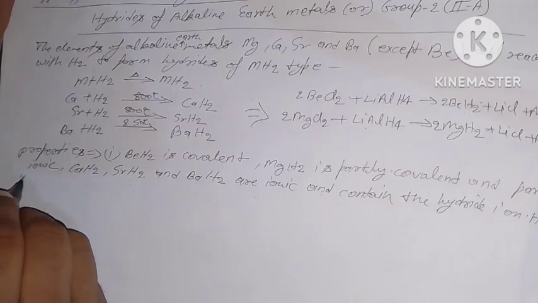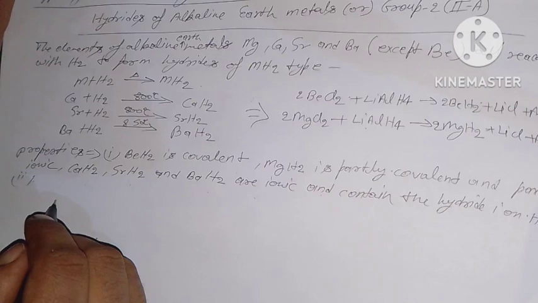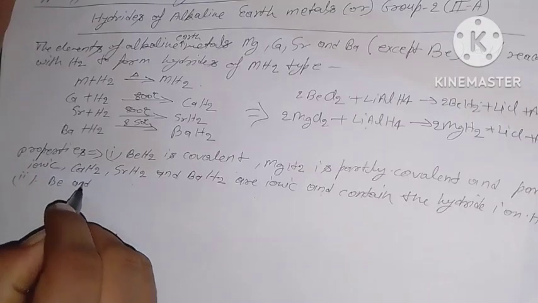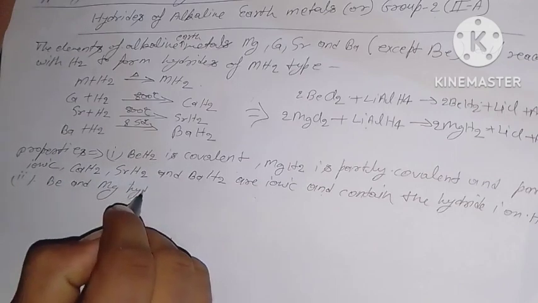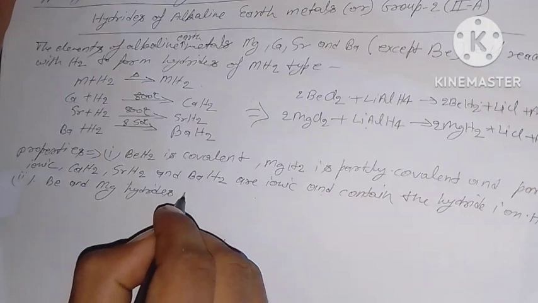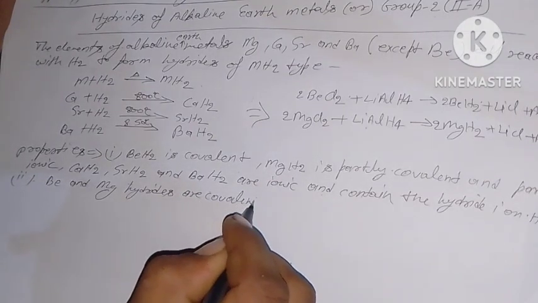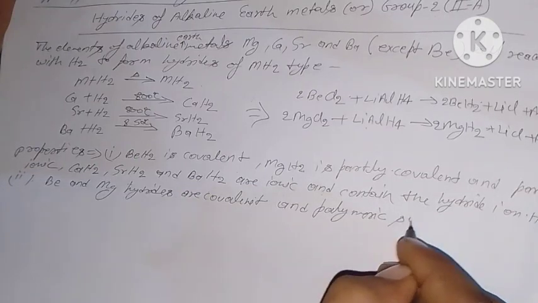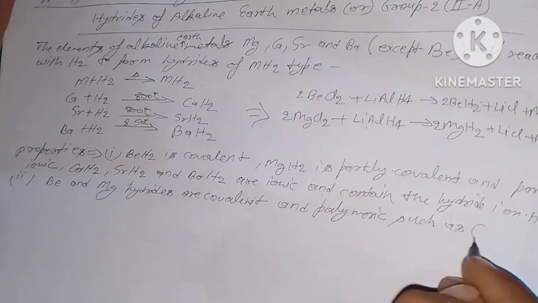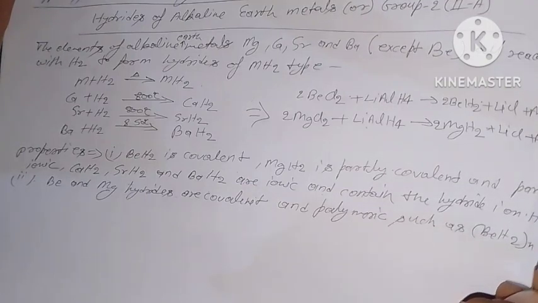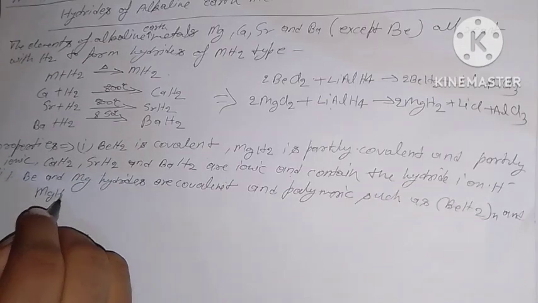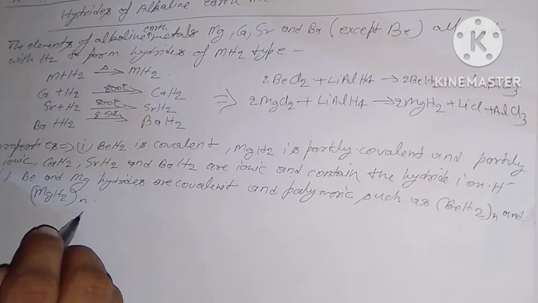Second point: beryllium and magnesium hydrides are covalent and polymeric, such as (BeH2)n and (MgH2)n.